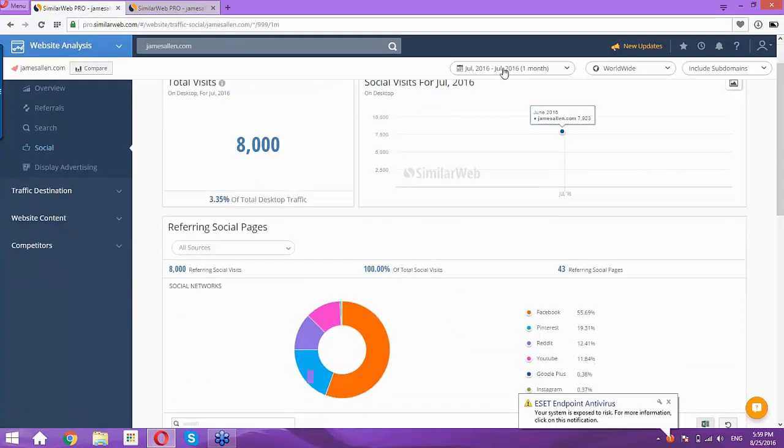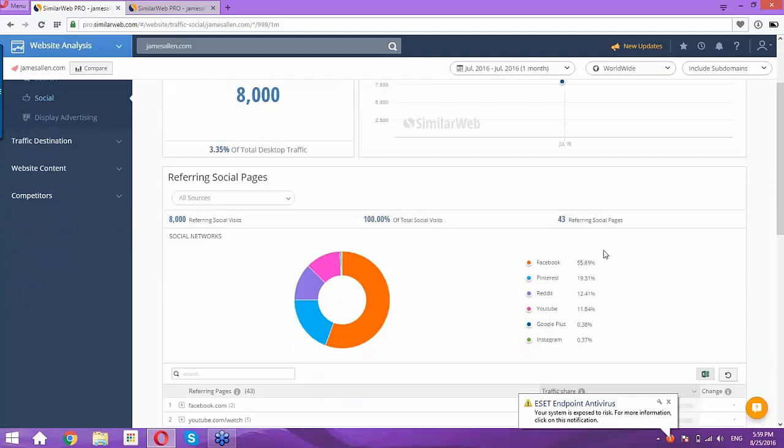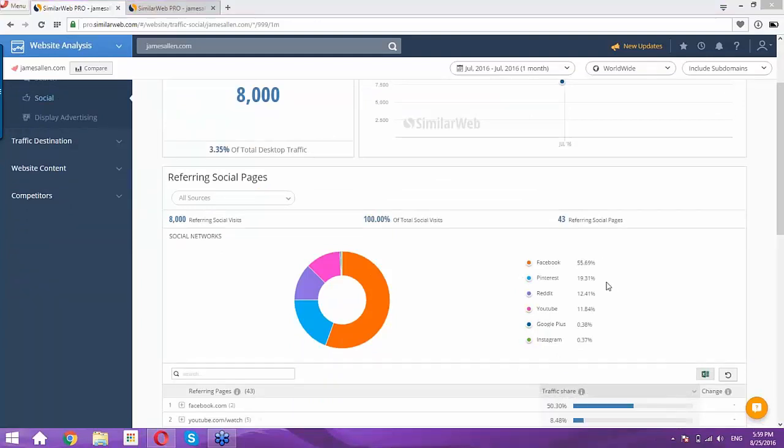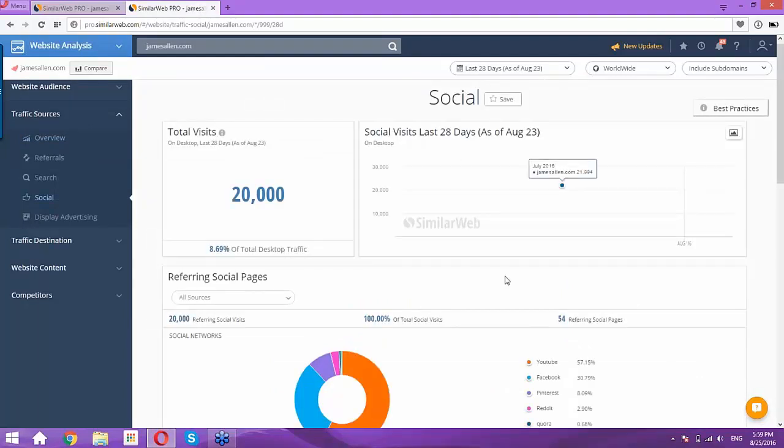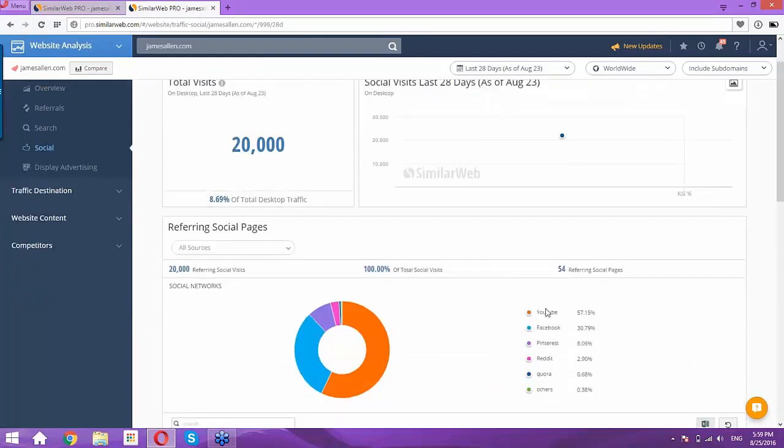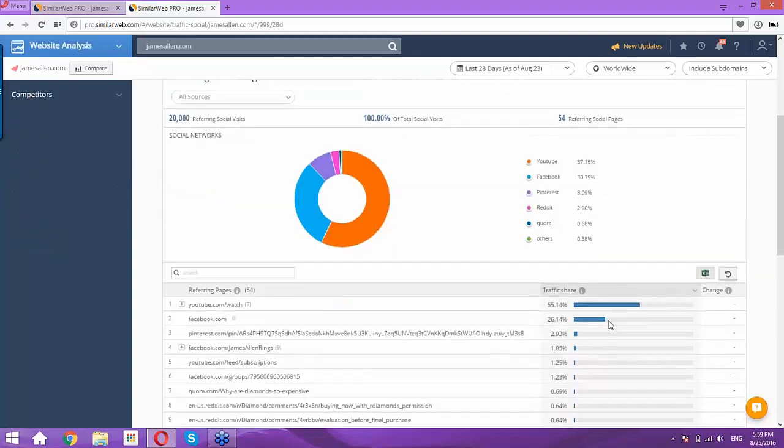Okay, so now focusing on July. We see that Facebook is their biggest source of social traffic, more than 50%, followed by Pinterest, Reddit, YouTube, and more. Now let's look at the last 28 days and see if anything seems different. And what jumps out right away to me is YouTube. More than half of the social traffic they received in the last 28 days is from YouTube, and Facebook fell to 30%. So now, let's see if we can figure out more about this spike in traffic from YouTube by scrolling down to look at the results.